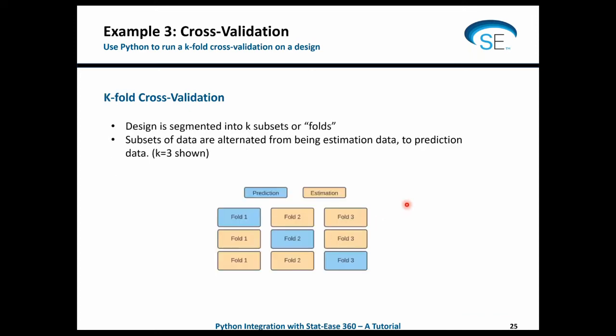There's also k-fold cross-validation, where you further divide the design space up. You set aside one fold at a time, estimate a model using the remaining folds, and then make predictions against the fold that you set aside. And I'll get into how that works.